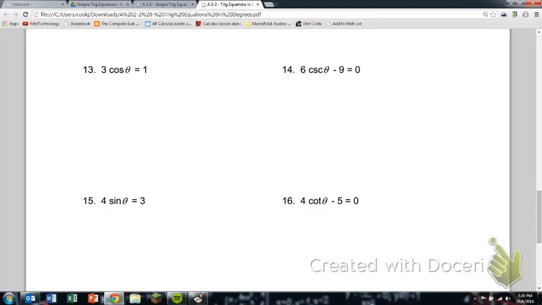Okay, so now I'm going to show you some more basic trig equations, but these you solve in the calculator. All right, so I'm just going to work a couple of them off of your assignment. And remember to follow the steps. Make sure you look in your notes.